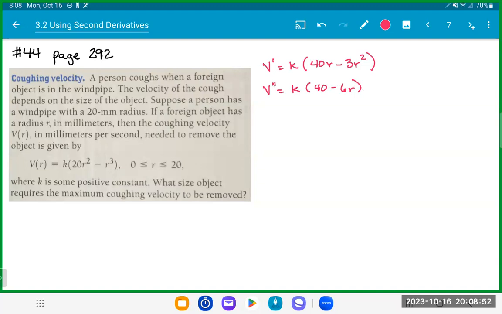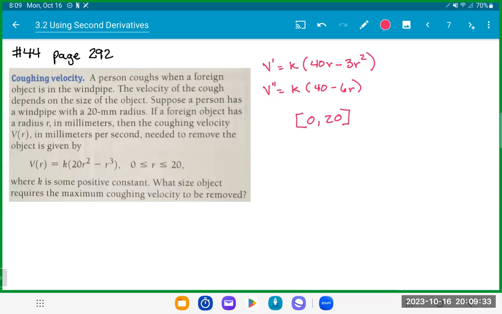Okay. And we can see that our first derivative exists for all r's from 0 to 20, right? So our interval is from 0 to 20 with brackets because both the 0 and the 20 are included because of the equality that was given in the problem. Okay. And so we can determine a critical value because our first derivative exists for all of the numbers on our interval.